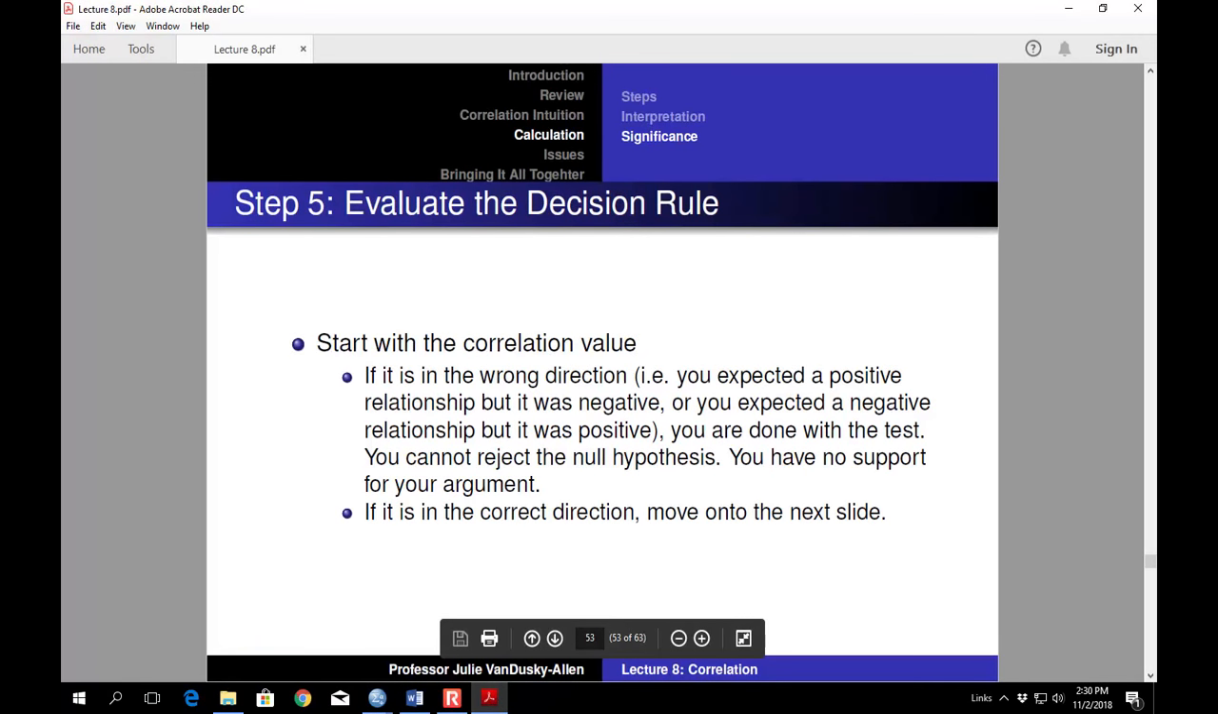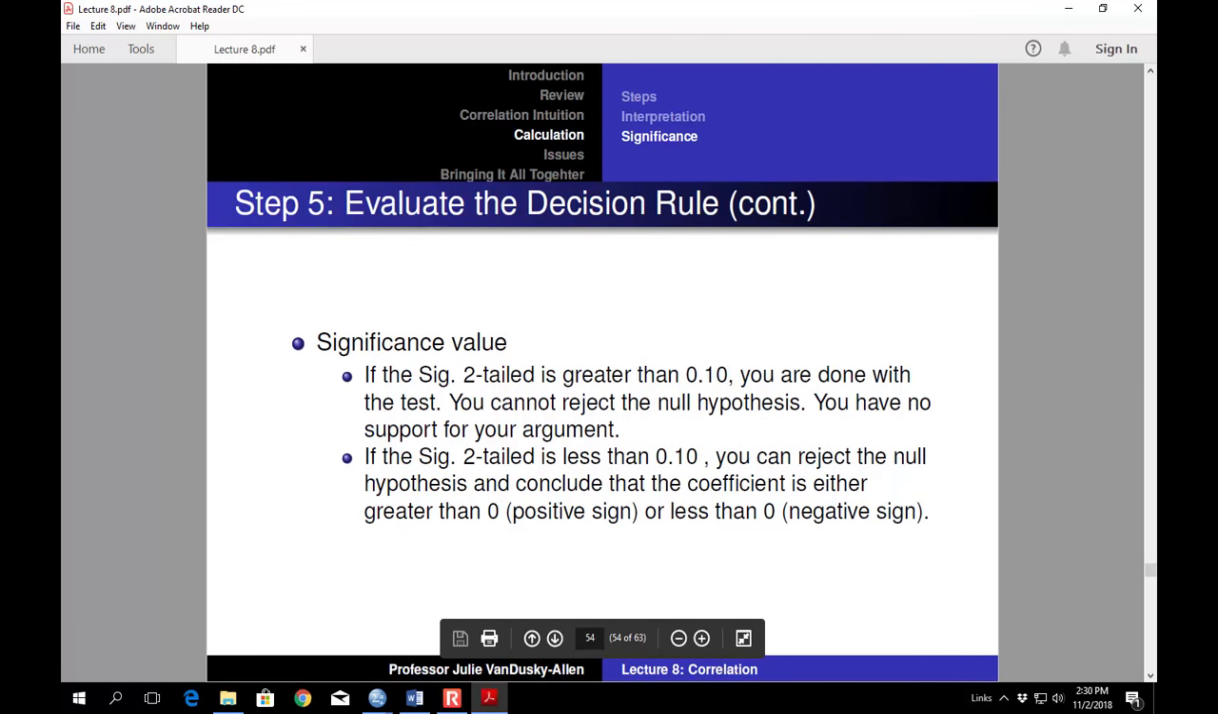The next step is evaluating the decision rule. You start with the correlation value. If it is in the wrong direction, as you expected it to be positive, but it was negative, or you expected a negative relationship, but it was positive, you are done with the test. You cannot reject the null hypothesis. You have no support for your argument. If it is in the correct direction, move on to the next slide. Next, I will discuss the sig two-tailed test, which will tell us if the correlation coefficient is statistically different from 0.